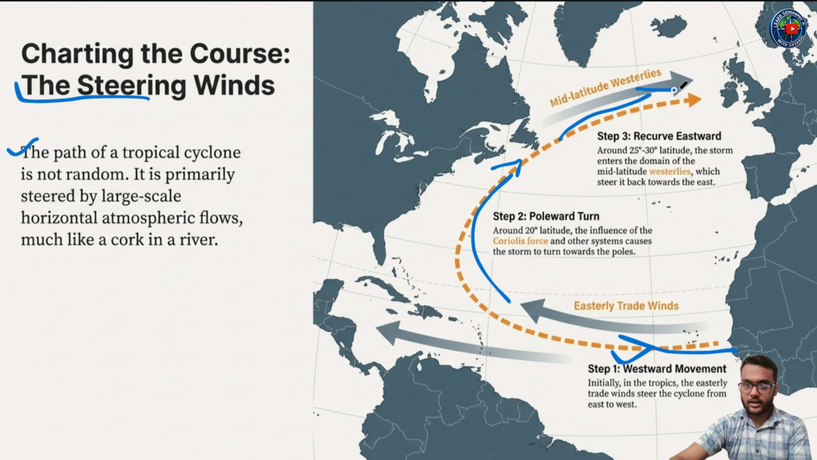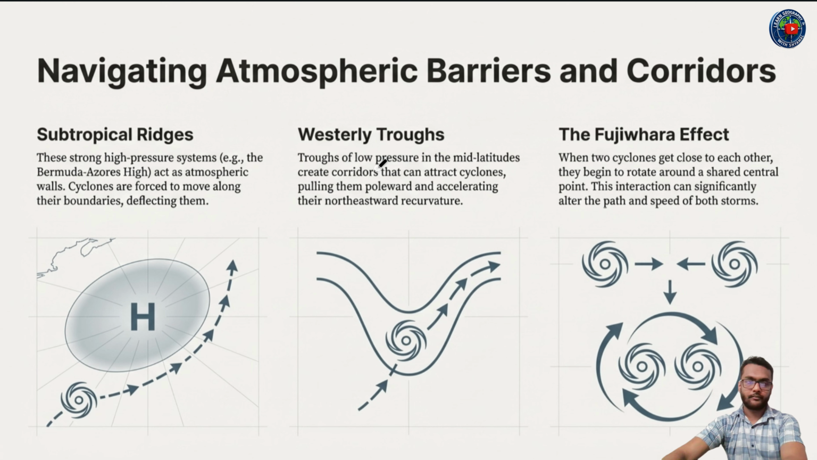Then step 3 is recurving eastward. Again, it moves towards the east. Around 25° to 30° latitude, the storm enters the domain of the mid-latitude westerlies, which steer it back towards the east direction. Okay, this is the direction of a cyclone path.